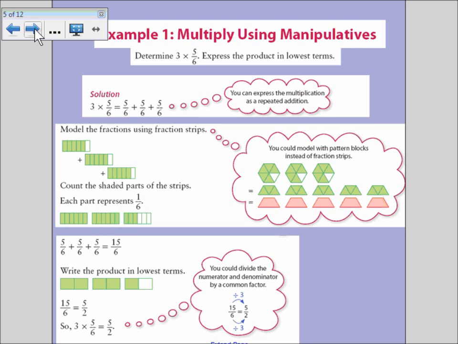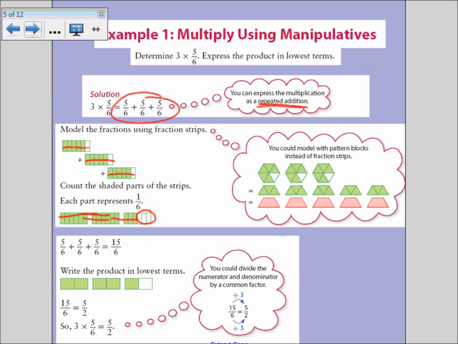Multiply using manipulatives. So this is an example. Determine 3 times 5 over 6 and express the product in lowest terms. We've got the solution right here. We know it's 5 plus 5 plus 5 over 6 because it's repeated addition. That's all multiplication is. When we model the fraction using the squares, we have 5 out of 6, 5 out of 6, 5 out of 6. When we add that up, there's 1, there's another 5, so there's the second 5, and then there's the third 5, leaving 3 left over.